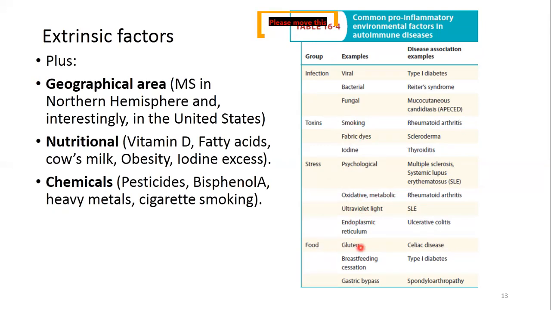And foods, for example, gluten, breastfeeding cessation or giving the infant cow's milk, vitamin D deficiency or obesity, exposure to pesticides, heavy metals, and also the geographical area. Also, it is very, very significant. So all of these factors are linked to increased risk of autoimmunity.